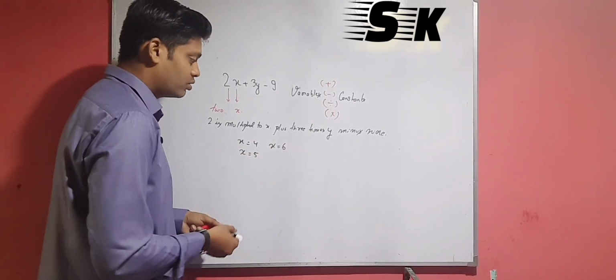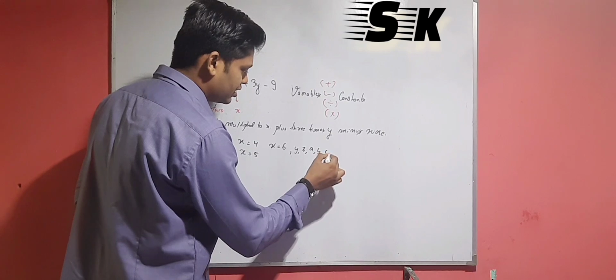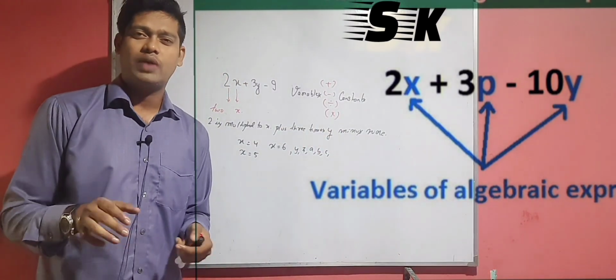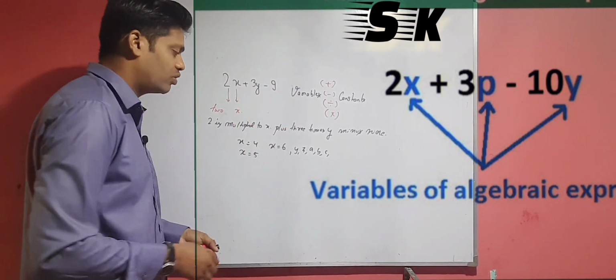Just like x, we can say y, z, a, b, c, all the alphabets. Indirectly, we can say they are variables whose values are assigned by us and they are not fixed. So these are variables. You understood what variables are.